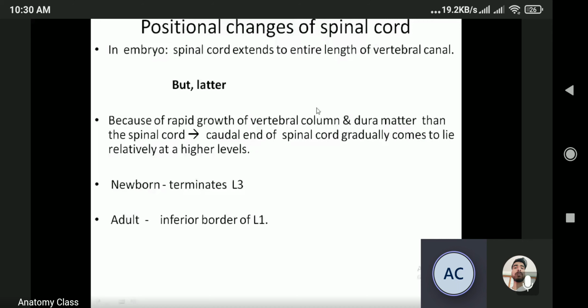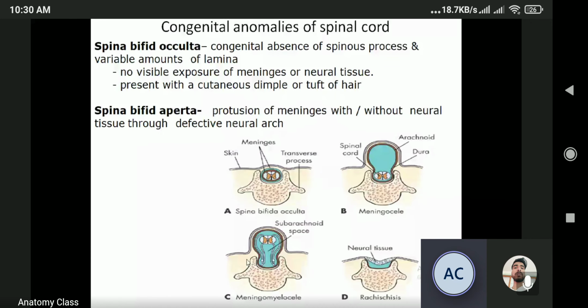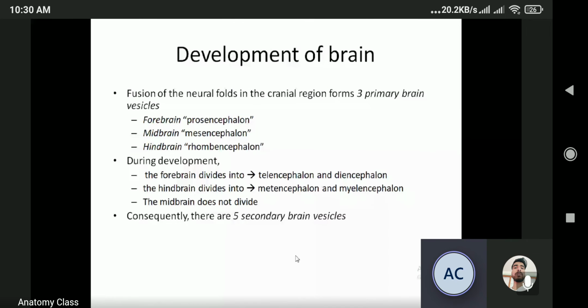So this is also another frequently asked question: myelination of nerve fibers. The myelin sheath of the spinal cord is formed by oligodendrocytes and the myelin sheath of peripheral nerve fibers by the Schwann cells. I haven't taken attendance. And most probably you know about this. All of you make sure you draw this diagram and I'll ask the question.